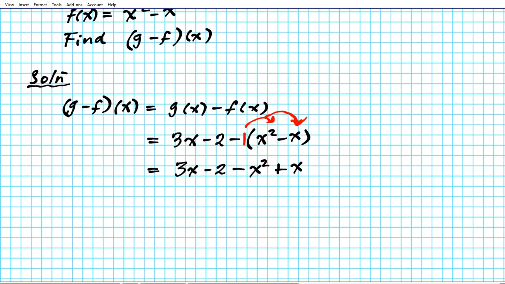We're going to be combining like terms, starting with the biggest degree term. Negative x squared stands alone, so we have negative x squared. Next, in the order of degrees, is the first degree term, positive 3x and positive x. You combine those together, 1 plus 3 is 4, so plus 4x. And then lastly, we have negative 2, the constant, or 0 degree term. And that, ladies and gentlemen, is your final answer for g minus f evaluated at x.